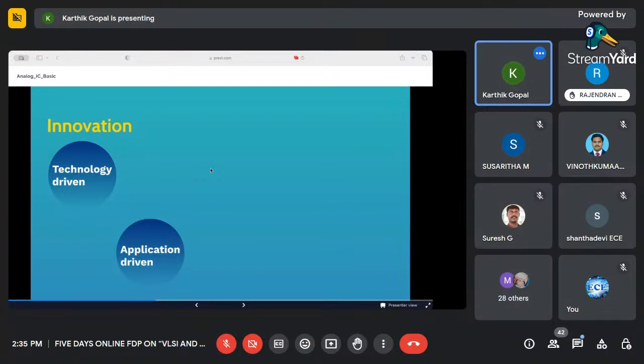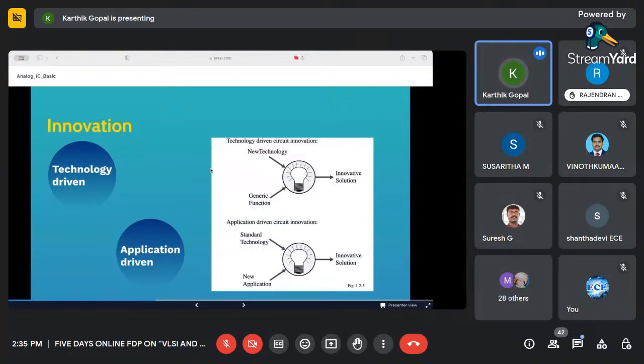We shrink the length. Another example, an application driven one: you take one technology. I talk about technology as the length we are using and which foundry we are using. Let's assume we use one technology, 28 nanometer, and find new applications like smartwatches, health tracking bands, and many wearables we are having right now. So these are the two things in terms of innovation. This is being followed in the industry widely.